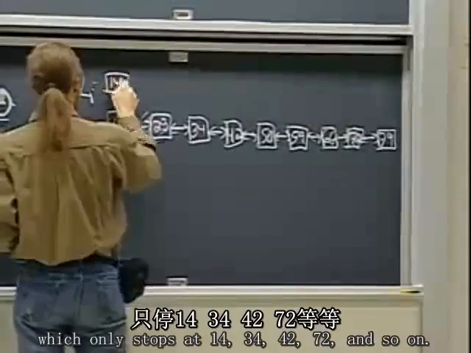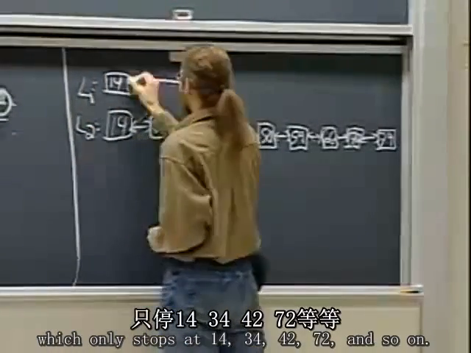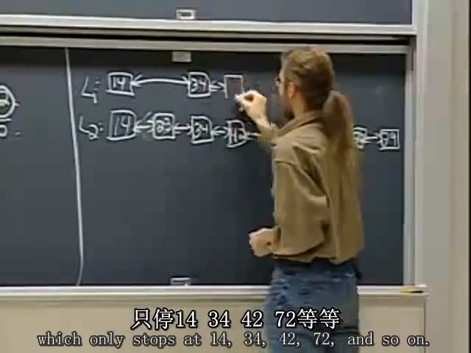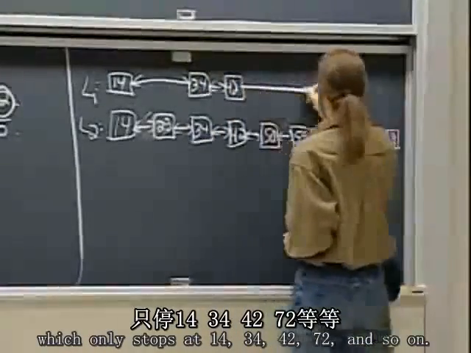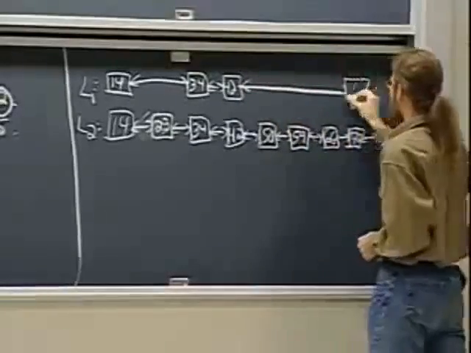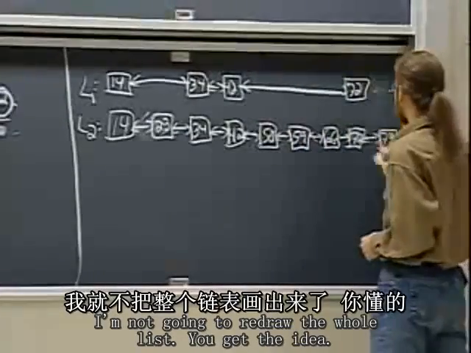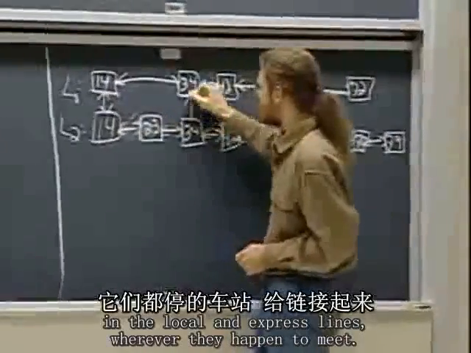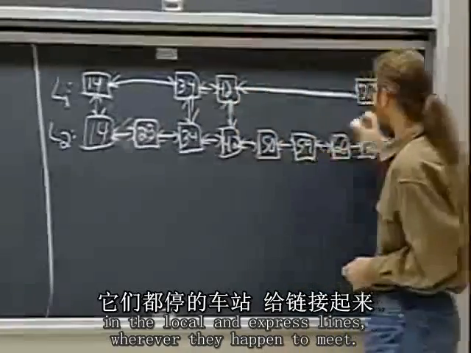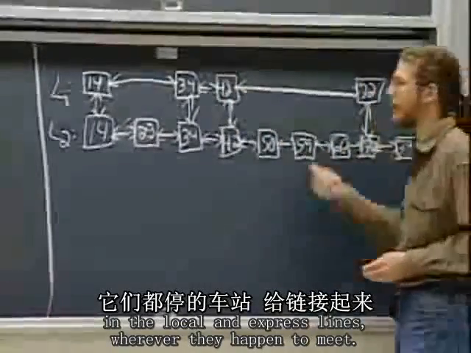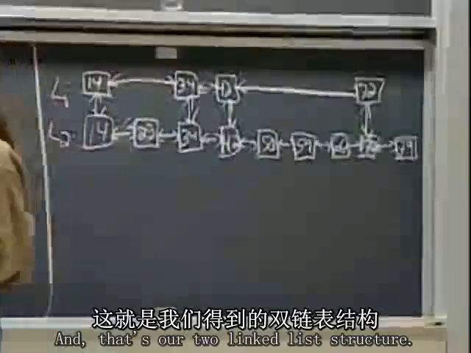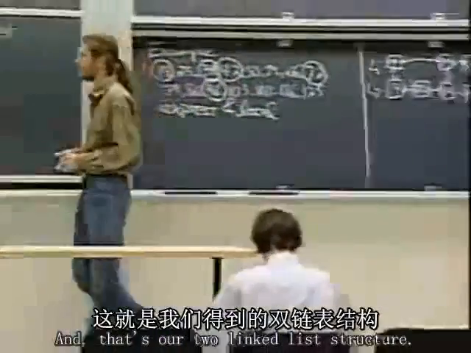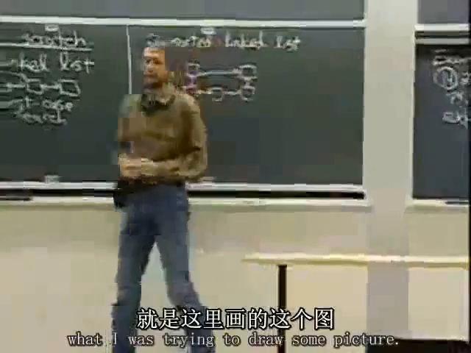And then we have the express line on top, which only stops at 14, 34, 42, 72, and so on. Okay, I'm not going to redraw the whole list. You get the idea. And so what we're going to do is put links between the local and express lines, wherever they happen to meet. And that's our two-linked list structure. So that's what I actually meant when I was trying to draw some picture.